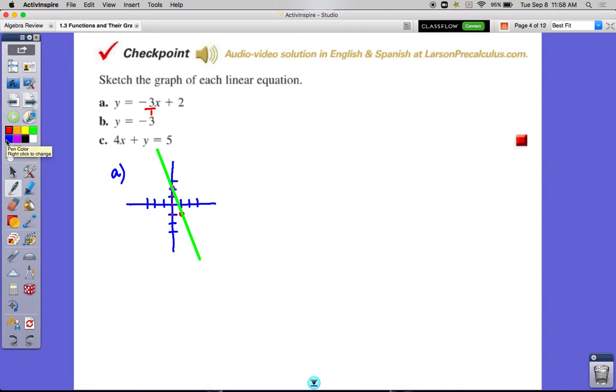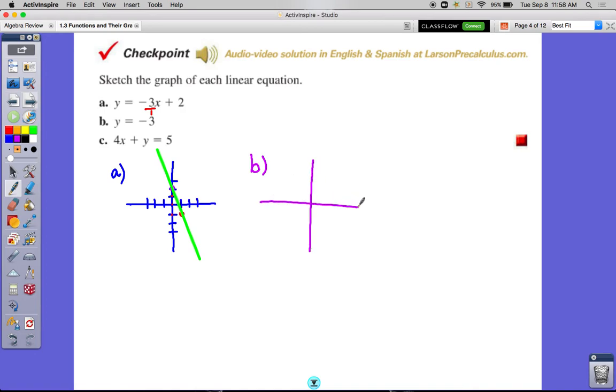The other option you have is creating a table of values, and sometimes it's actually even more helpful. Alright, so then part B. For part B, we're going to go over here and say, well, this one simply reads y equals negative 3. I can graph using the intercept or the tick mark method, and here we go.